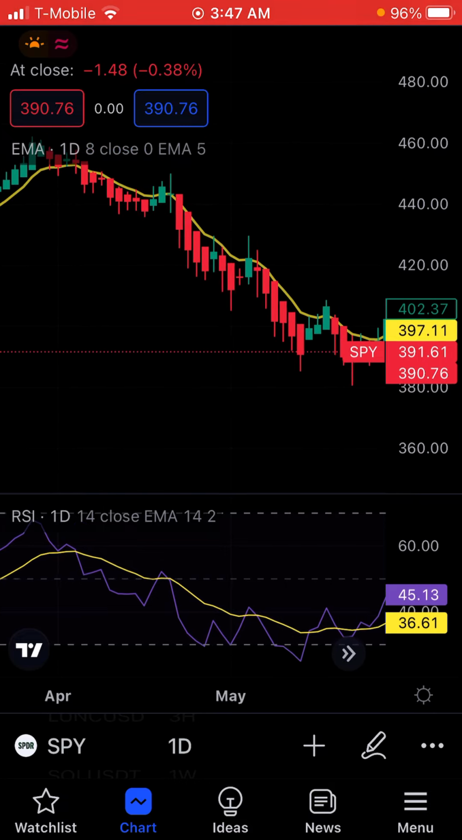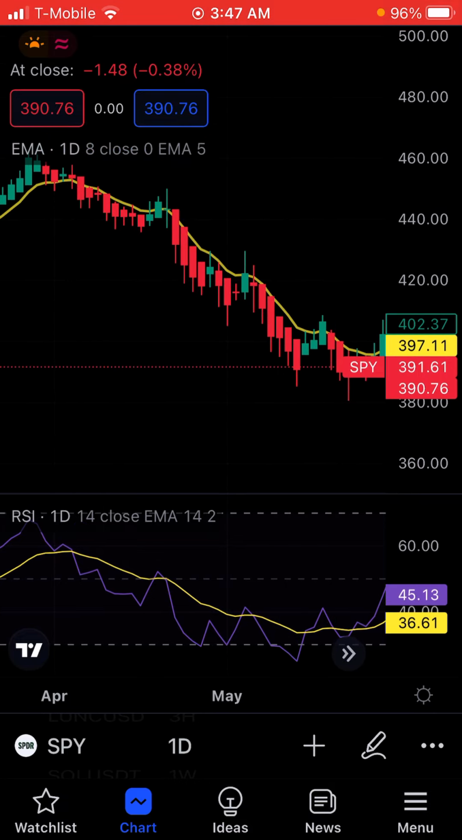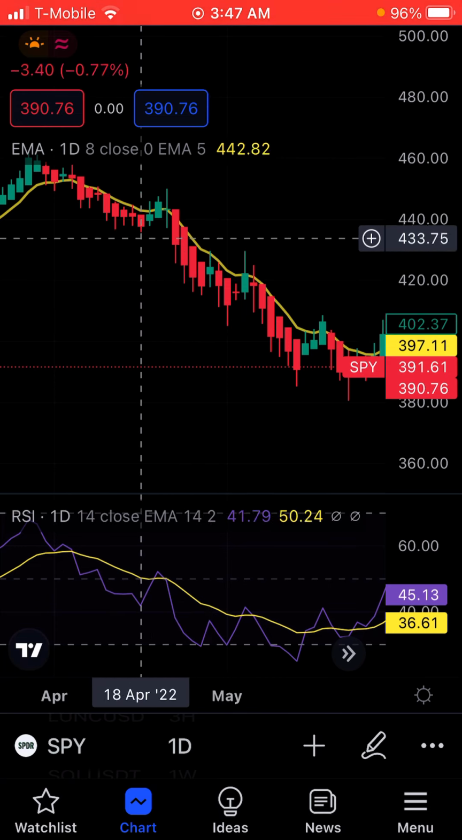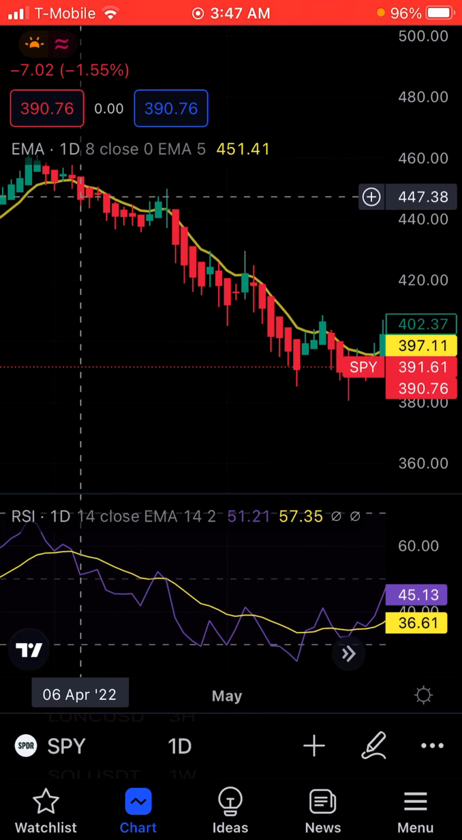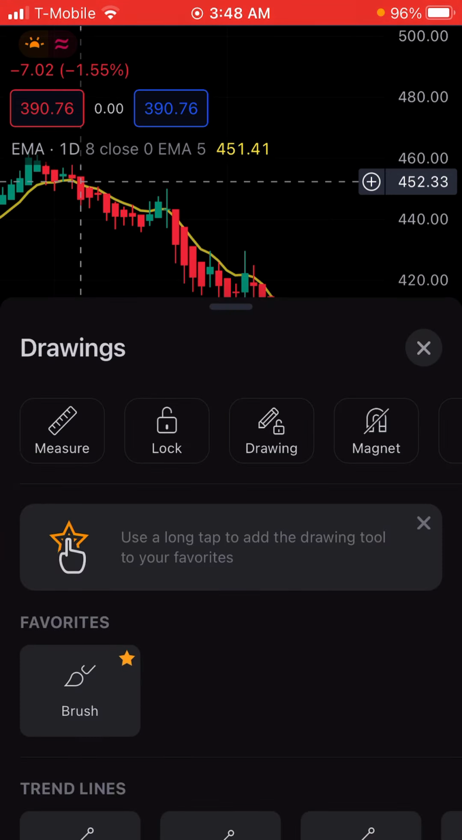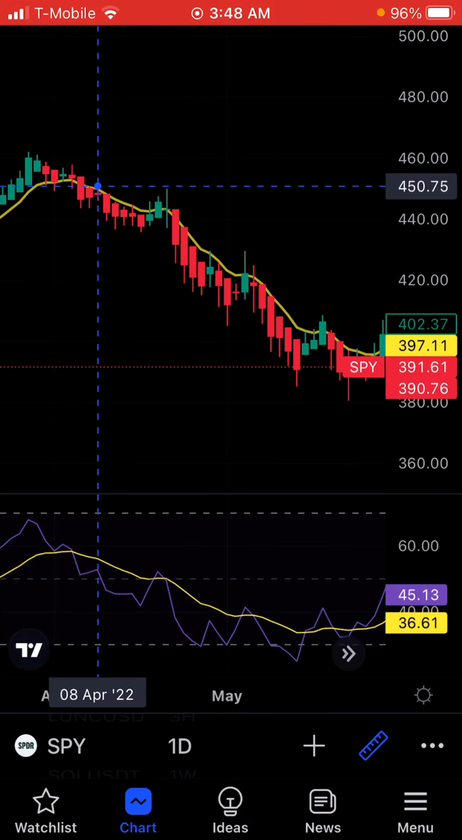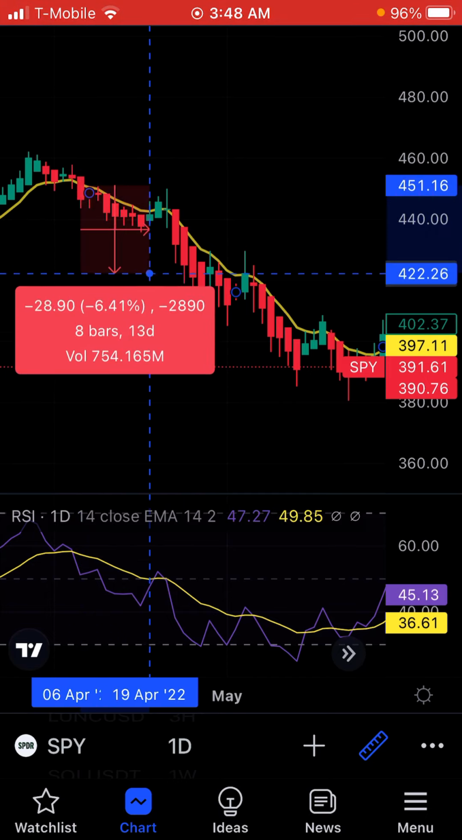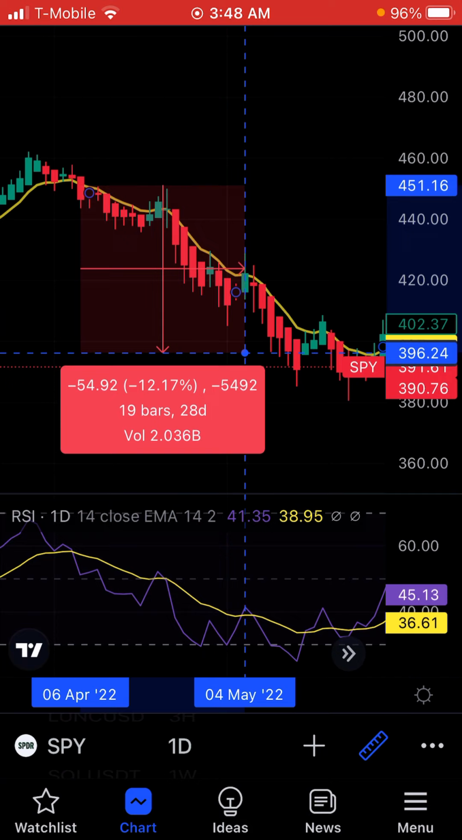Now up here we can see, I'm going to do it one more time. See right here where the candle starts, you see the red candle pushing through the 8 EMA, and you notice that the RSI is at the top. So that indicates to me that it's going to go down because the RSI is at the top, the red candle just pushed through the 8 EMA, so it's a big indication to me that it's a good time to do it. This is 28 days.